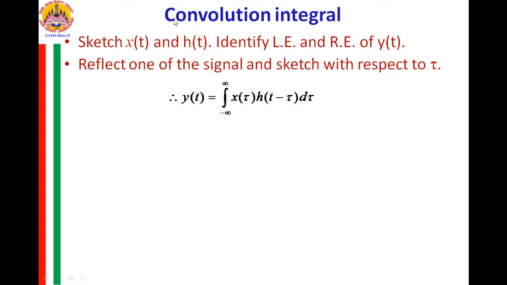This is because we have to evaluate this convolution integral expression where we obtain y of t is equal to integration minus infinity to plus infinity x of tau h of t minus tau d tau. So, since here this x of tau and h of t minus tau are variable in tau, we sketch the signal x of t and h of t with respect to tau. So, x of tau we sketch. In this expression here, h of t minus tau is nothing but h of minus tau, that is the reflected signal impulse response, and that is shifted by an amount of t.